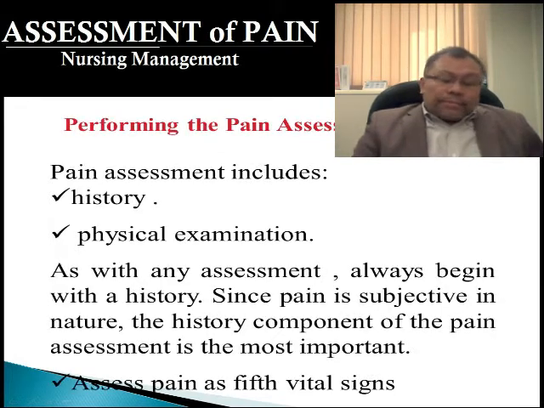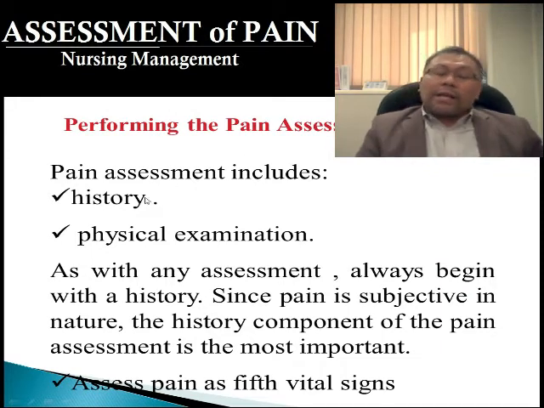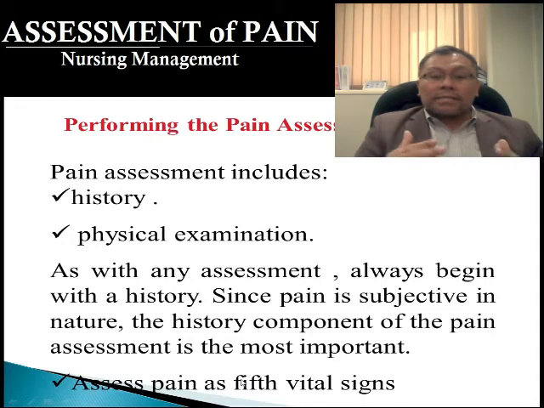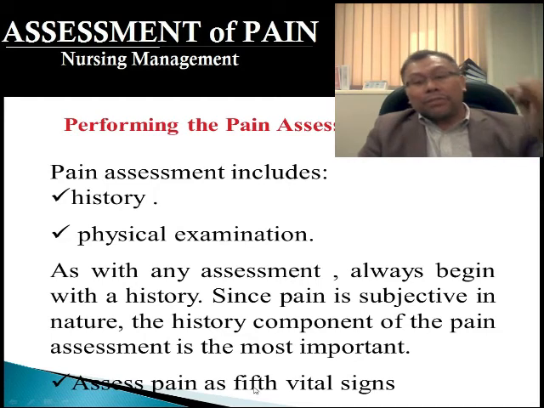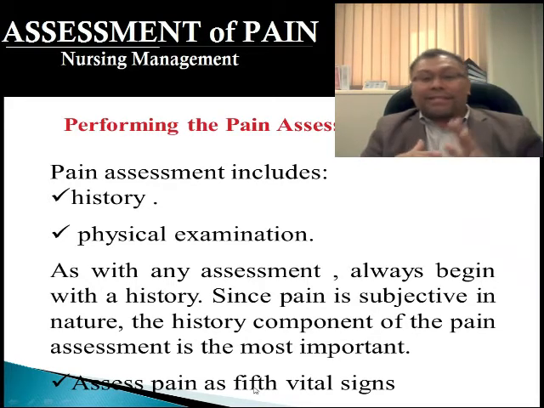So if you're a nurse, how to perform pain assessment? This will include getting the history, doing physical examinations as with any assessment. Always begin with a history since pain is subjective in nature. The history component of the pain assessment is the most important. You're going to assess pain as the fifth vital sign. Now we have 4 vital signs, right? Blood pressure, temperature, pulse rate, respiration, but when you're going to manage pain, you're going to consider this as the 5th vital sign, pain.